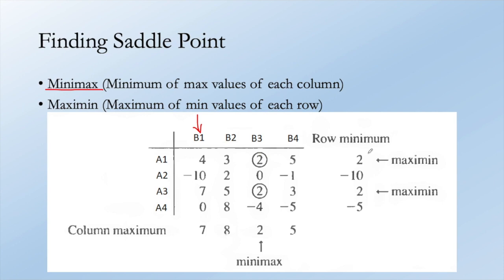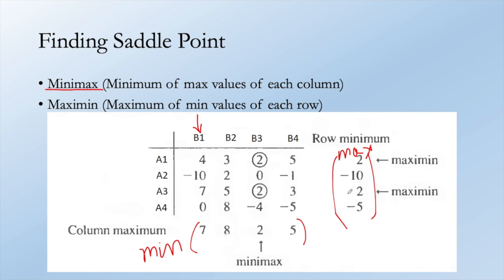Once we have the minimum across each row, Alice will try to maximize among these values. So Alice will take the maximum of all these minima, and Bob will try to take the minimum of all these maxima. So it is the minimum of maximums, and the maximum of minimums.